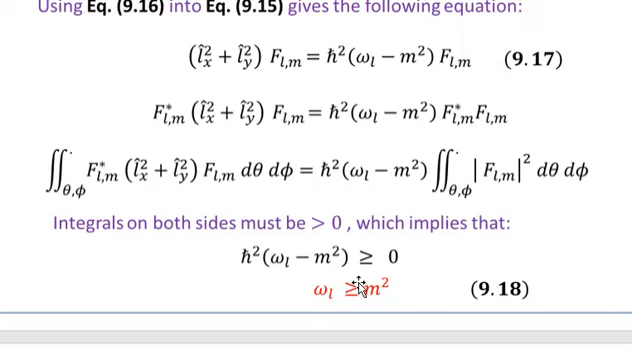I am finding out this relationship that ħ² times (ωl − m²), this quantity is greater than or equal to 0. Or I can drop the ħ² parameter and simply write that ωl is greater than or equal to m², as shown in equation number 9.18, that is, equation number 18. So you see that this is the first relationship that I have found connecting the two unknowns. ωl is greater than or equal to m².